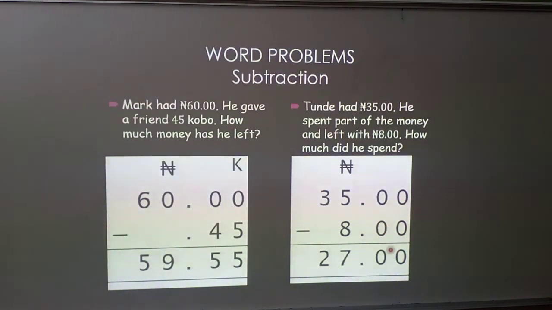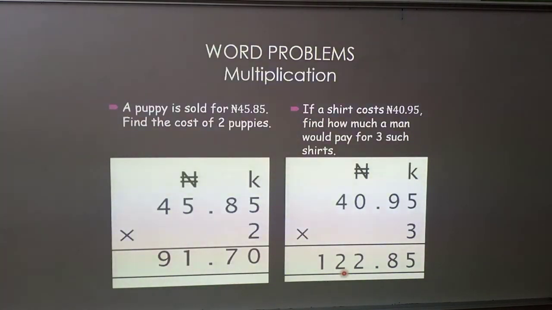0 minus 0 is 0, 0 minus 0 is 0, 5 minus 8 cannot. You take 1 from 3 and it becomes 2. The 1 crosses over and makes this 15. So 15 minus 8 is 7. The remaining 2 that was here as a result of the 1 we took from 3 is what we are going to bring down. So 27 under the naira column and 0, 0. 27 naira, 0 kobo. Okay, now here is the word problem on multiplication.